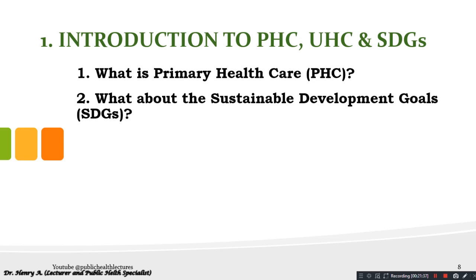Everything is linked. Like I just said, as an example, better education will lead to better health, and better health will help reduce poverty. And reducing poverty will improve health again. So like I said, it's a web. Everything is linked from goal 1 to goal 17.